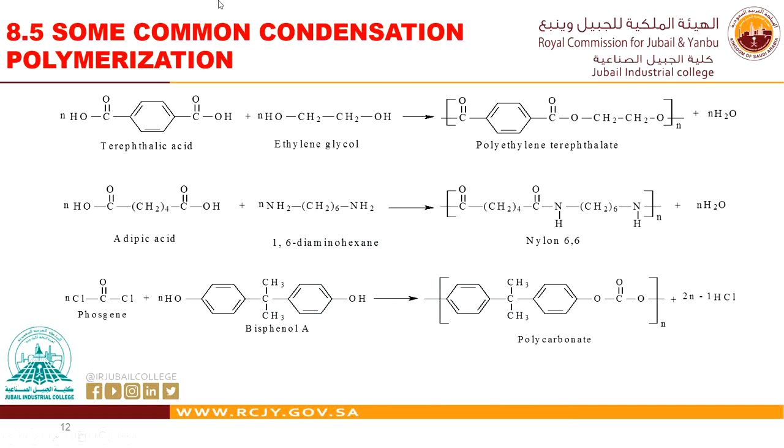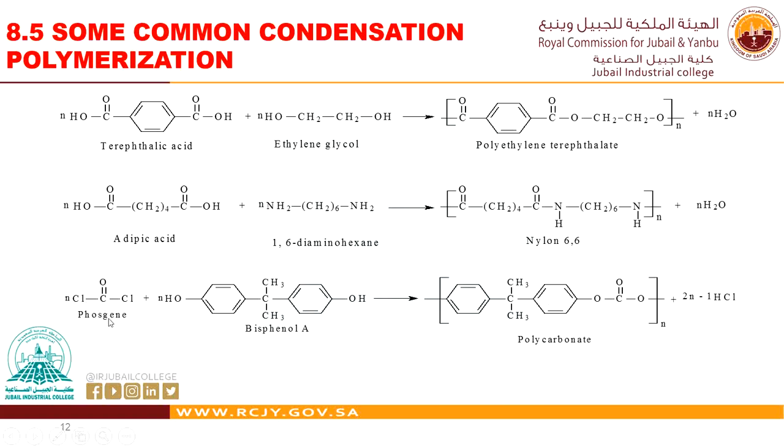The last one is the reaction of phosgene with bisphenol A. We produce polycarbonate. Polycarbonate is a transparent polymer that is produced in Saudi Kayan. It is used in many applications to replace glass. For example, the headlight of our car, some of the windows of aircraft. Any application where transparency is required, you can use polycarbonate.